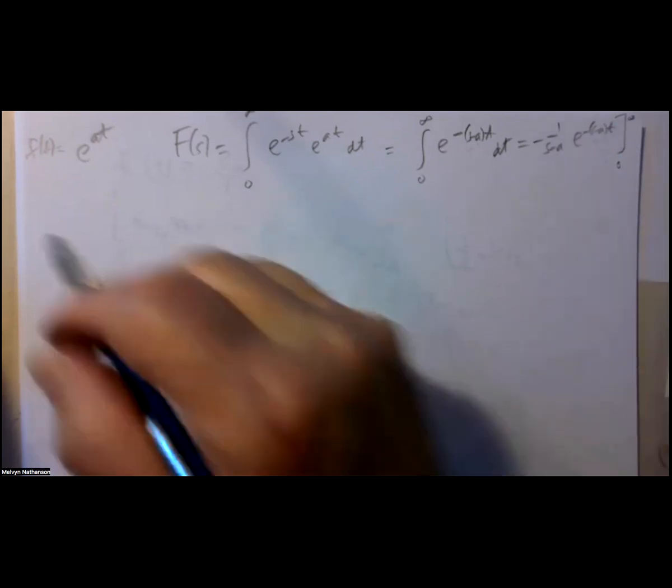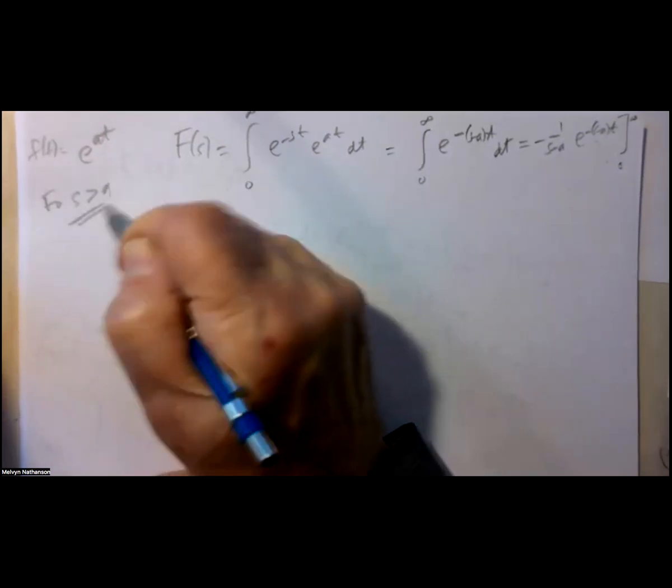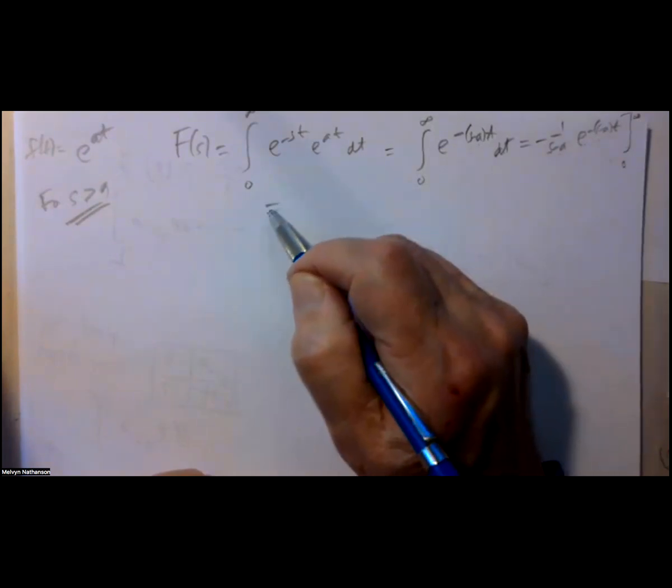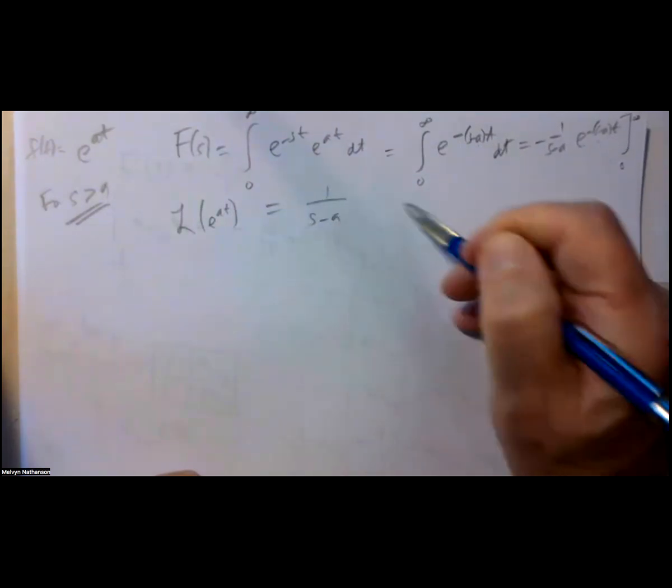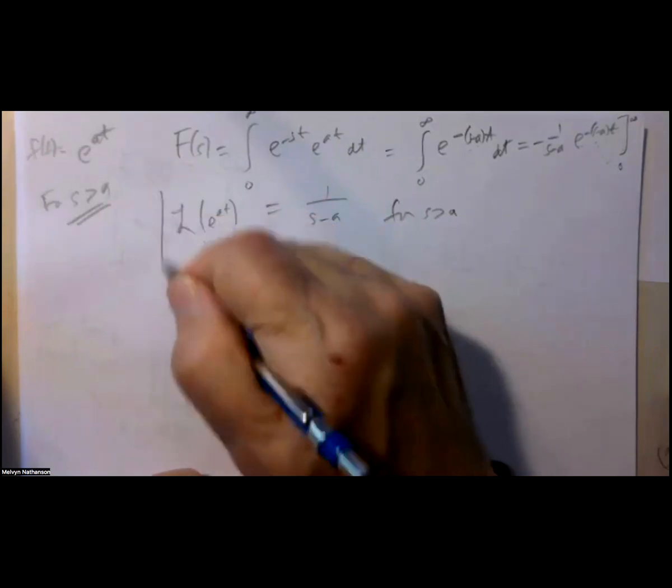Now, if s is equal to a, this is not defined. So s can't be equal to a. If s is less than a, s minus a is negative, minus that is positive, this goes to infinity. So this integral only converges for s greater than a. And if s is greater than a, as t goes to infinity, this goes to 0. And when t equals 0, it's plus 1 over s minus a. So the Laplace transform of e to the at is 1 over s minus a for s greater than a.